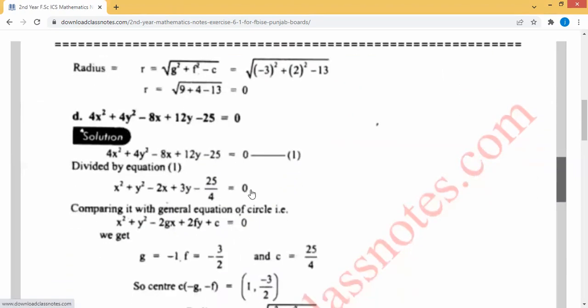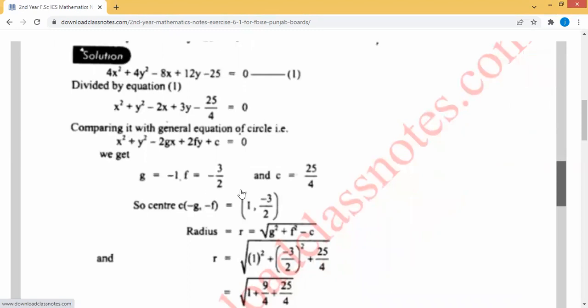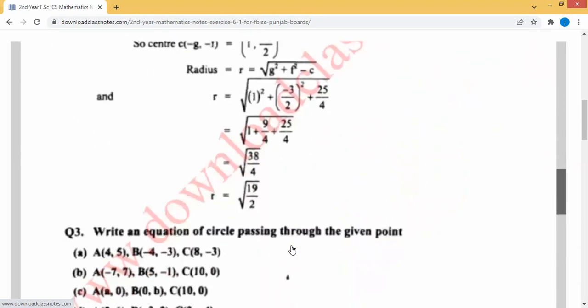Now the next part is also the same. First of all, I have to eliminate the 4 so that my coefficient will be 1. So I have to divide all the terms by 4. This is how I also find the center. My center comes out here as minus 1 upon, minus 3 upon 4. So after putting in the values, this is my radius value.